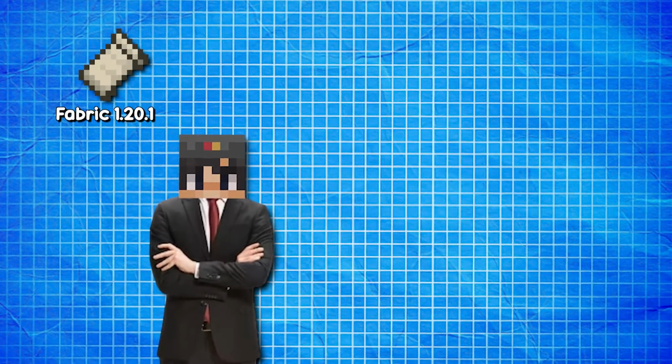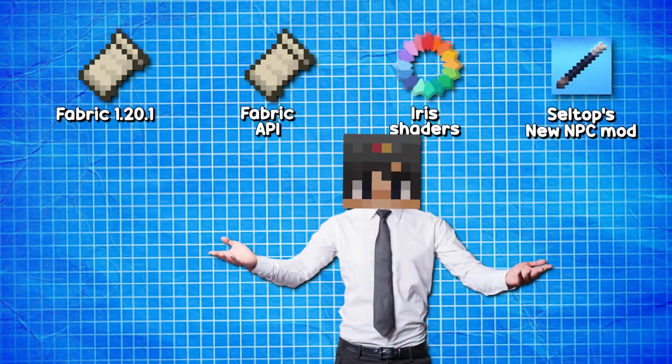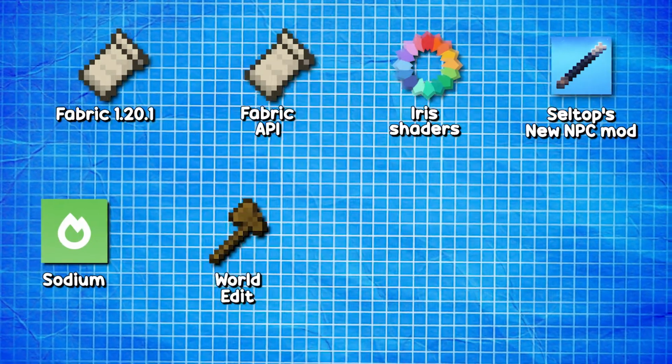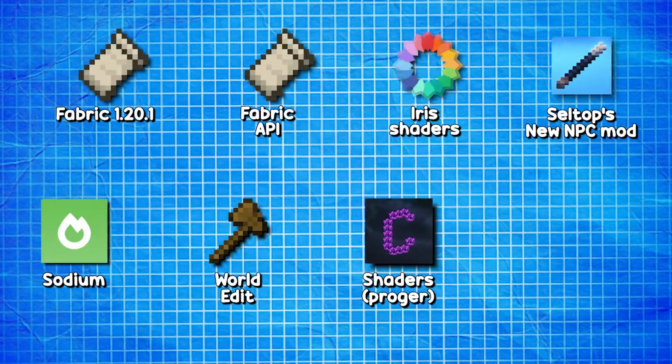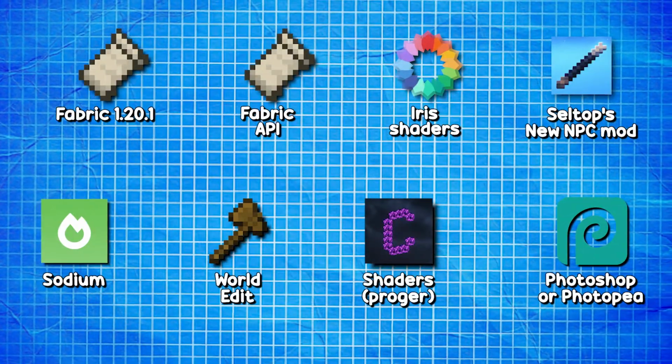Fabric 1.20.1, Fabric API, Iris for shader compatibility, Celltop's new NPC mod, Sodium for performance optimization, WorldEdit which is optional, shaders I use Brogger, I leave that in the description, Photoshop or Photopea if you don't feel like becoming Captain Jack Sparrow.